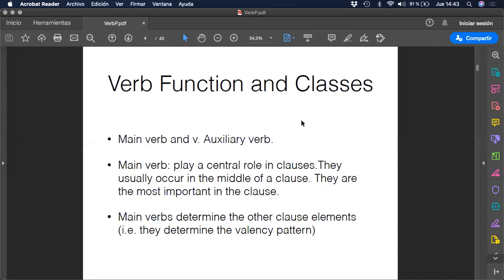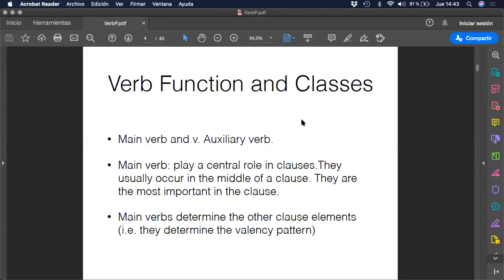And we're recording verb function and clauses. So we have main verbs and auxiliary verbs, right? We already talked about that. A main verb plays a central role in clauses. They usually occur in the middle of a clause. They are the most important thing in the clause.